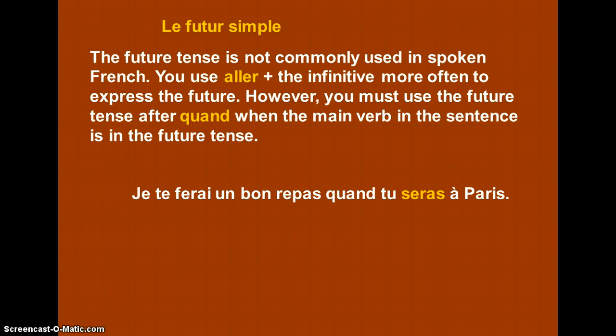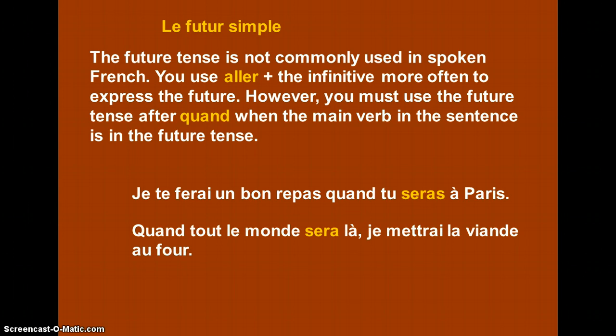So you notice that je te ferai un bon repas, that's the main verb, ferai, and then when you see the word quand, you will be in Paris, so we use those together. Here's another example. Quand tout le monde sera là, je mettrai la viande au four. And again, we've used the future tense for both verbs in this sentence.